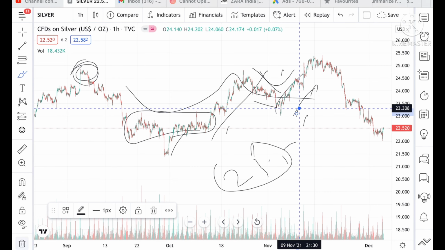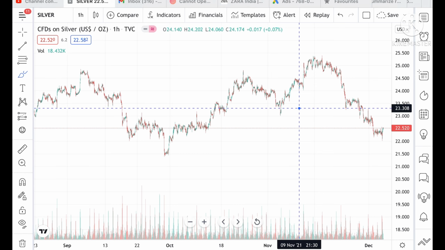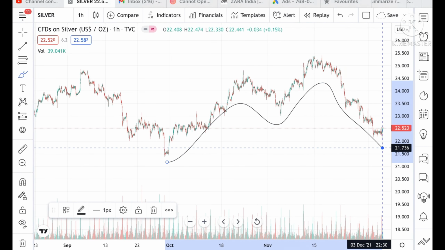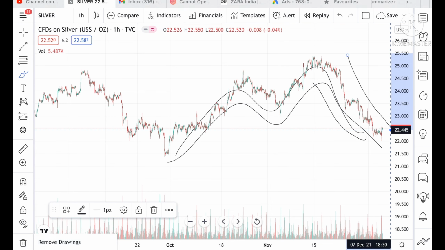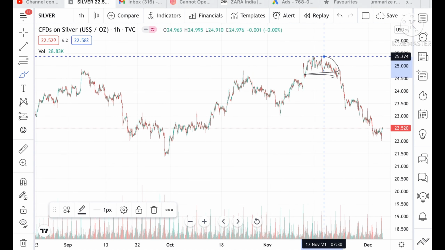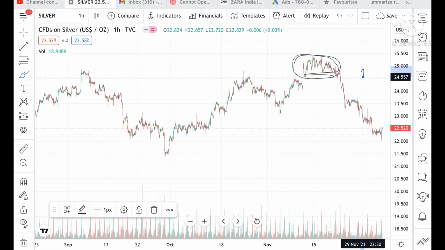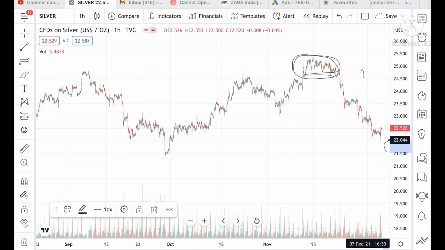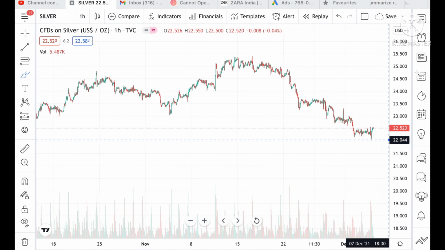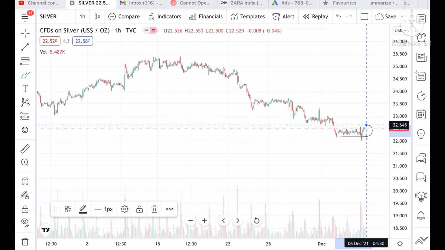Now look at the chart. An M pattern is forming. So the probability is there, as we have seen a continuous downtrend in the price of silver after this zone. The level of 24.557 has broken downside, and we have seen a level of around 22.044. Now it is trading at around 22.520, and this is the particular range.